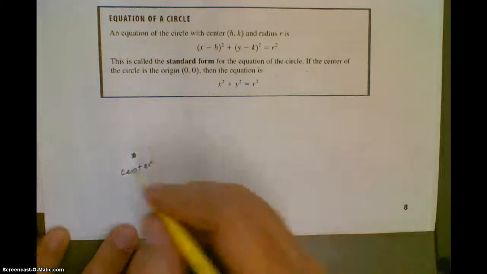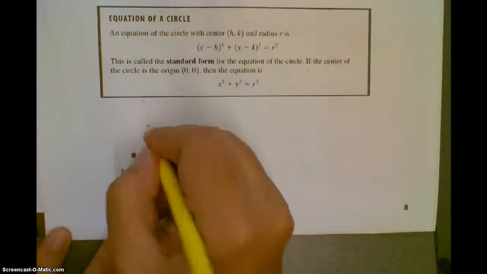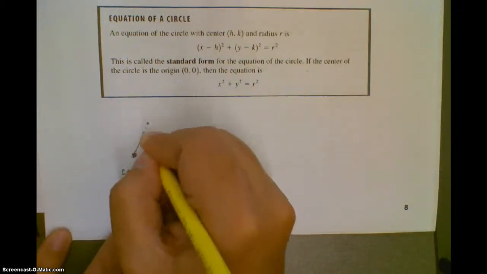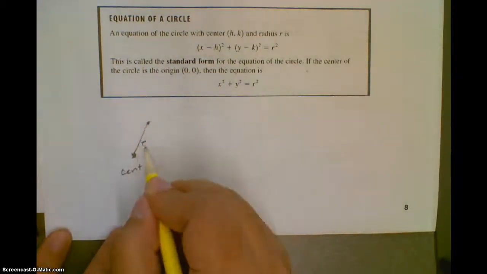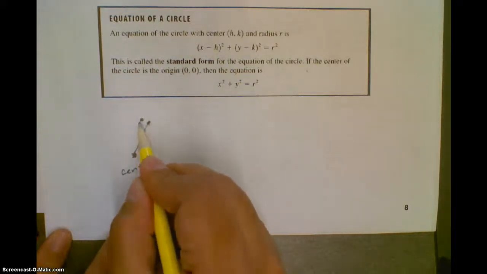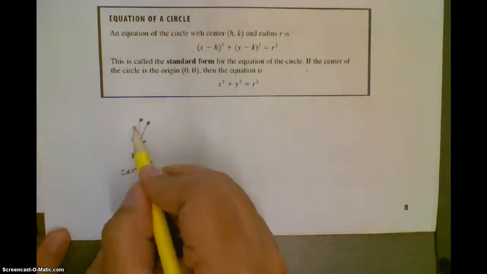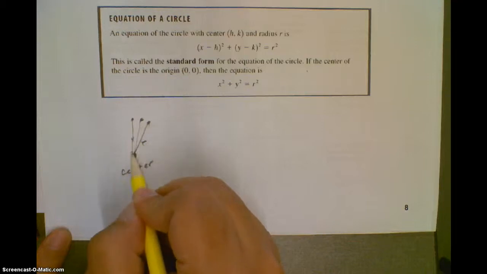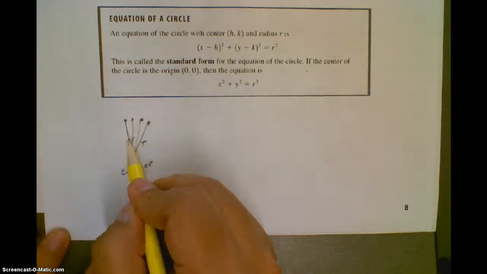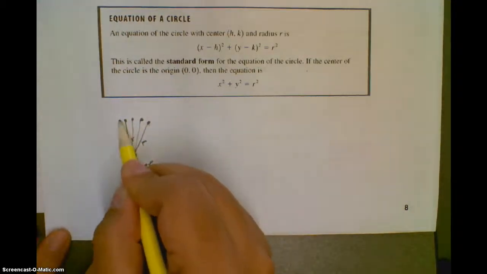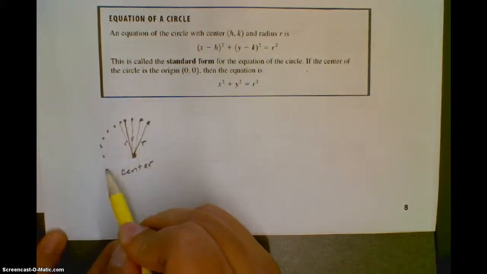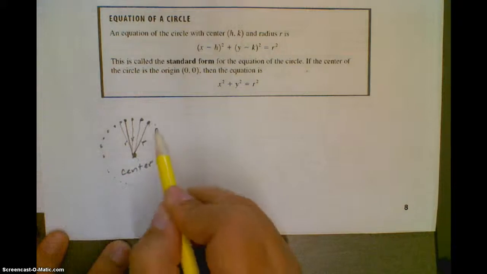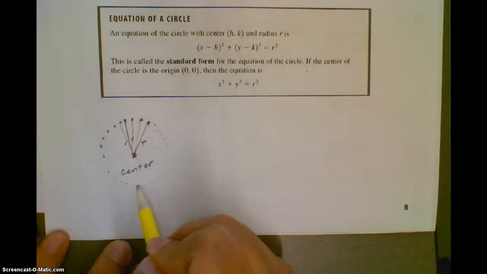And then the actual circle is all the set of points that are a certain distance from this point defined as center. So this point is a distance r from the center. This other point has distance r from the center. This other point, distance r from the center. So all the points that are a certain distance from another point defined as center is called a circle.